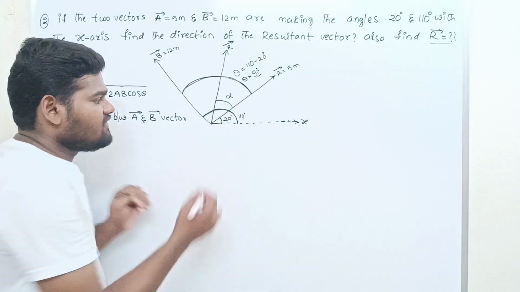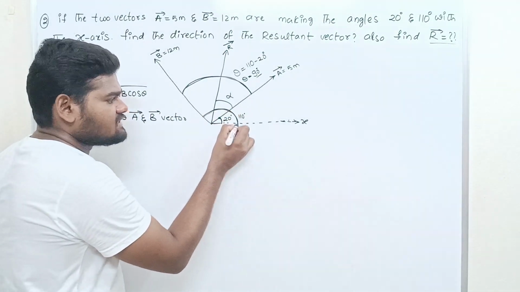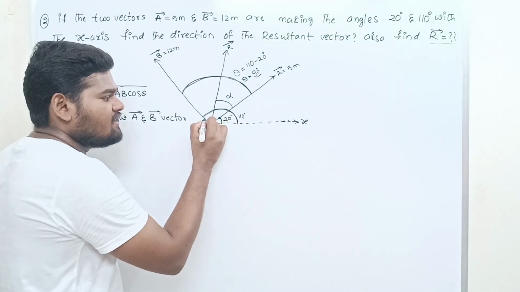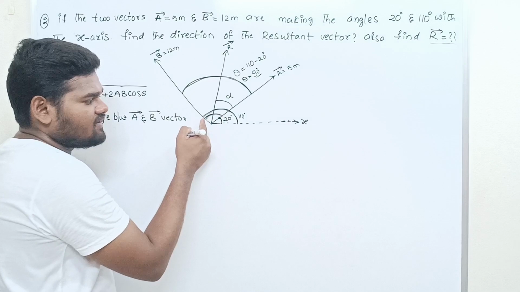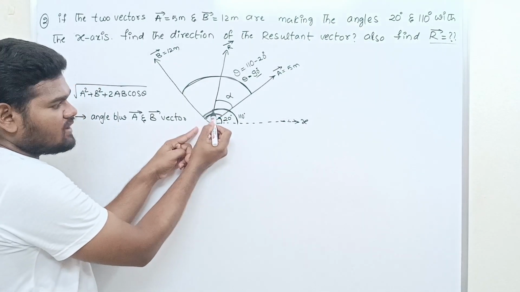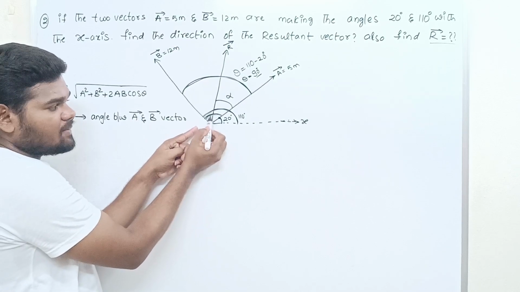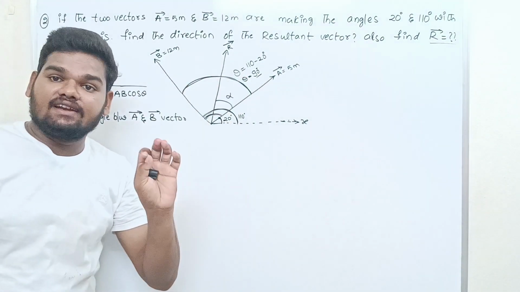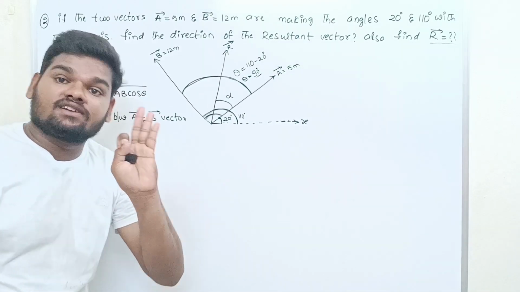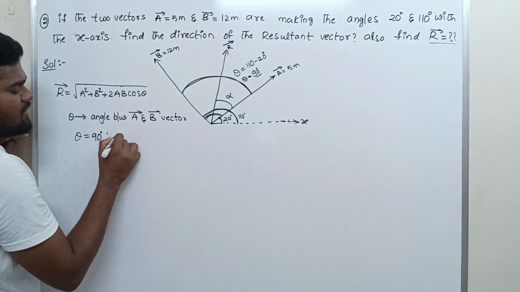So they are given from A bar to the x-axis 20 degrees, from B bar to the x-axis 110 degrees. What we need is only the angle between the A bar and B bar vectors. The total angle is 110, from here to here is 20 degrees, then the remaining part is 110 minus 20 degrees, that is 90 degrees. Is it clear? Any doubts? Right, so just take theta equal to 90 degrees.